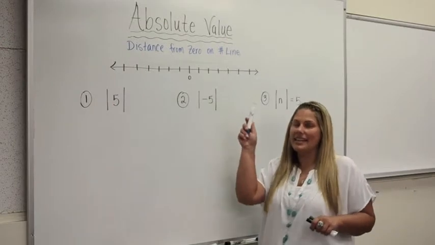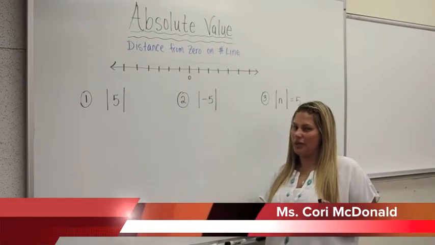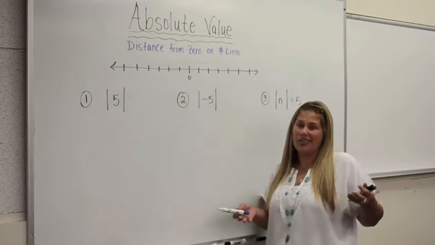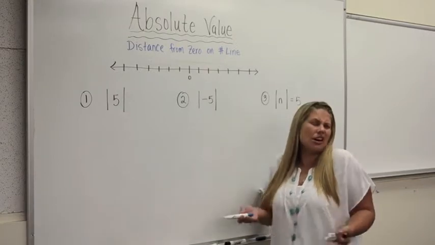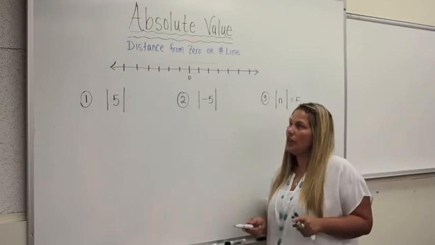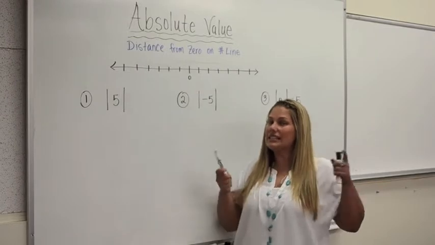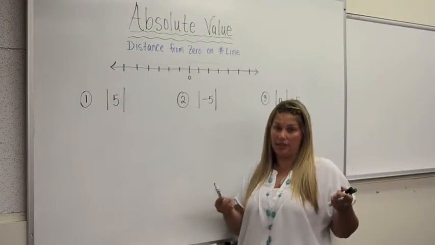This lesson is titled Absolute Value. Absolute value is a tricky one. A lot of people just think, oh yeah, it's the opposite, or it's always positive, but that's not always true. So basically what absolute value means is the distance from zero on a number line.